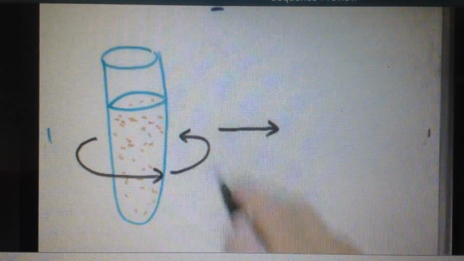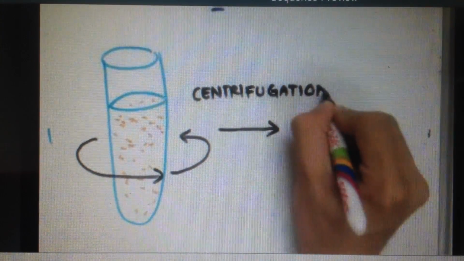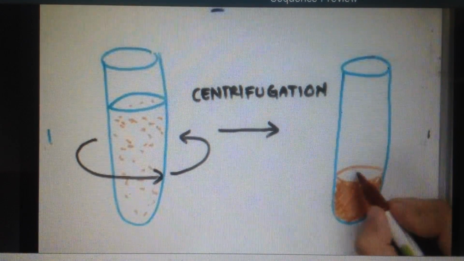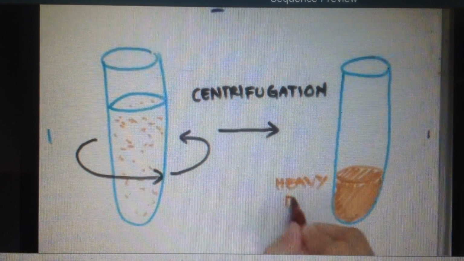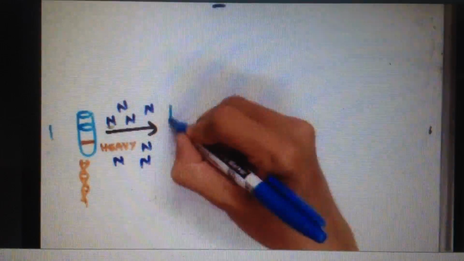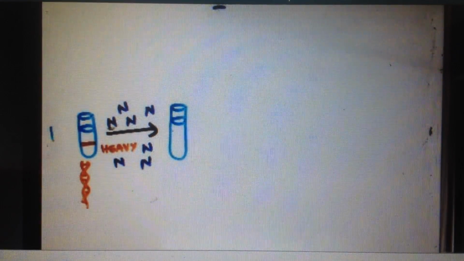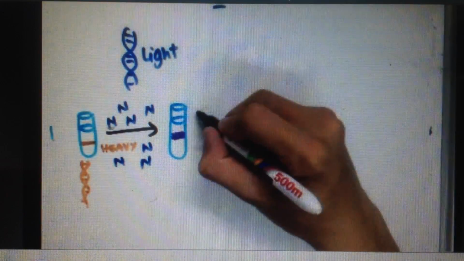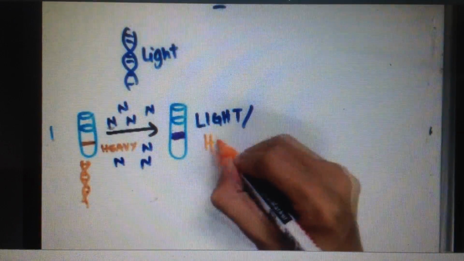Initially, all the DNA in the cell is heavy, so it was at the bottom of the tube, since it was grown in heavy nitrogen. Then, they started growing the cells in the presence of light nitrogen. After 1 cell division, the DNA was half heavy, so half of the DNA contained heavy nitrogen and half light nitrogen.